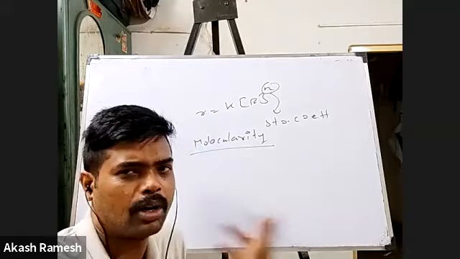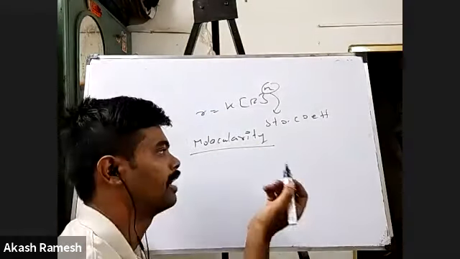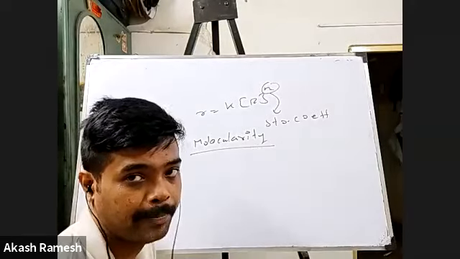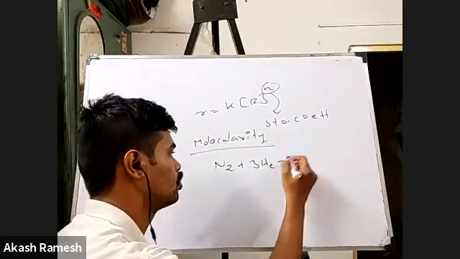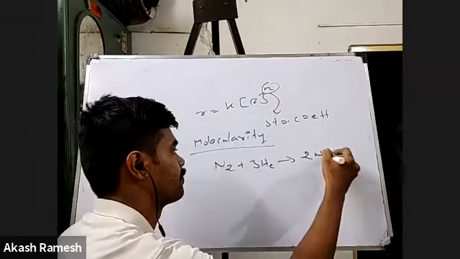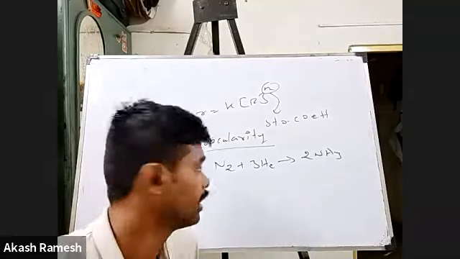Fine. So if I give you an example, you'll get more clarity. Say I have a reaction like this, the formation of ammonia. How will I write the reaction? N2 + 3H2 forms 2NH3, right? This is my reaction now.